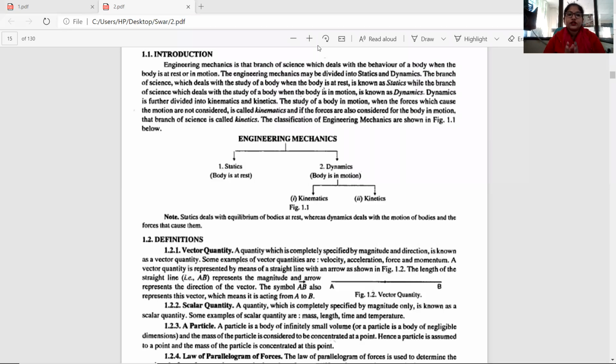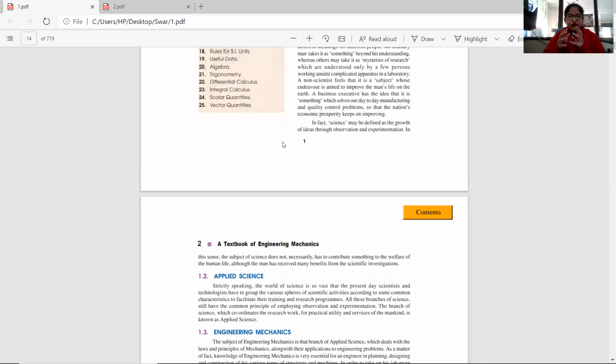So, firstly, what is science? Most of what we talk about in the present world is related to science. So, what is science? If we define it as the growth of ideas through observation and experiments, that is science.